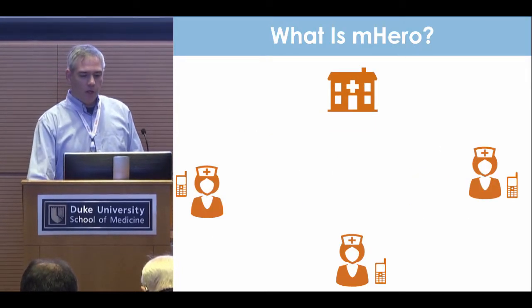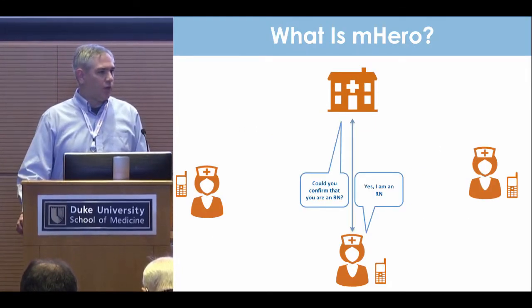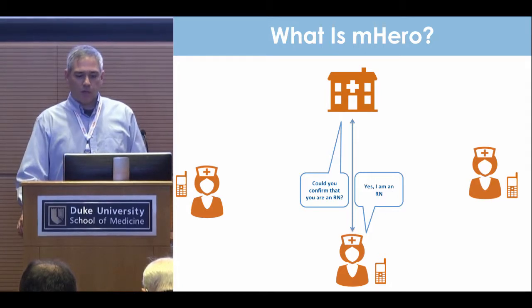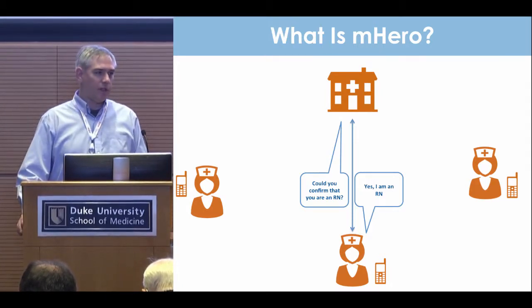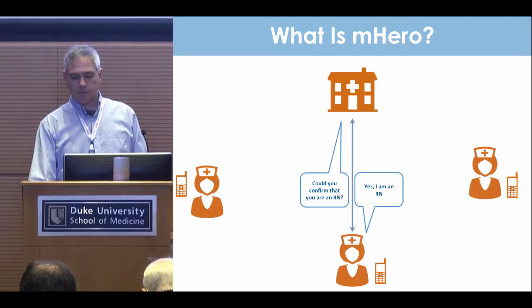So for example, again, they could just send it to everyone in a particular district. They want to make sure that they have the right person. They want to make sure that they're a registered nurse, and then that nurse can respond and say, yes, I am.